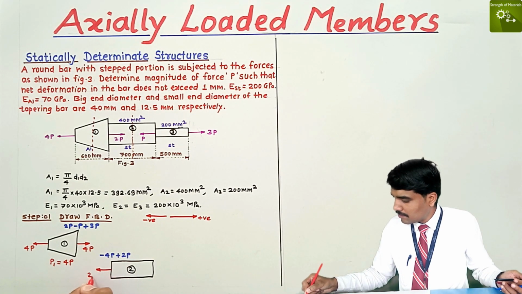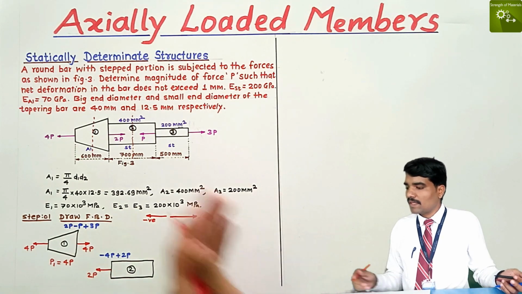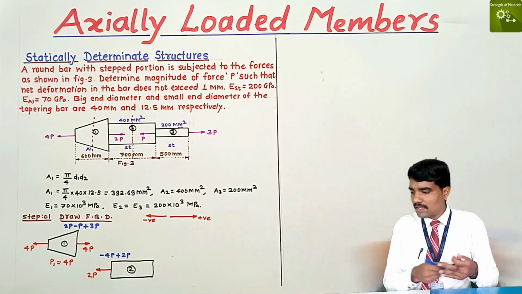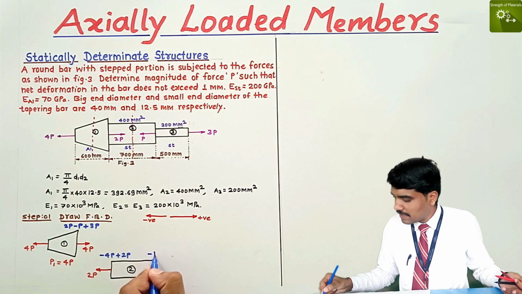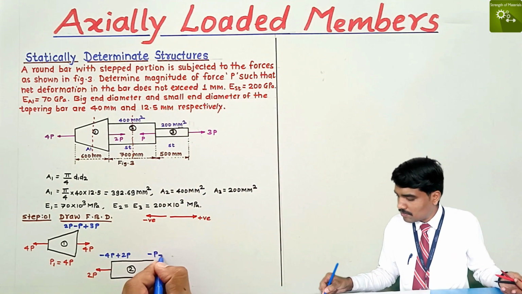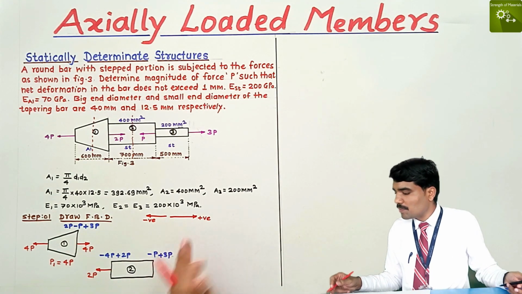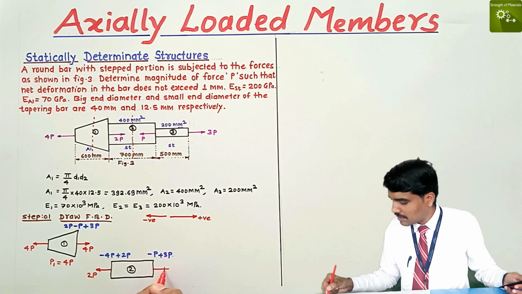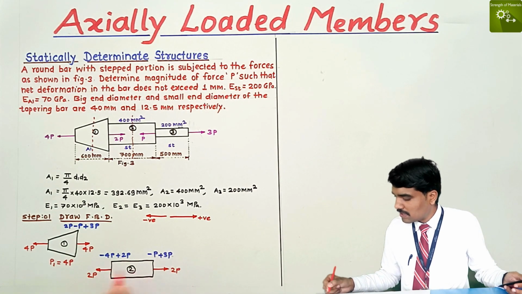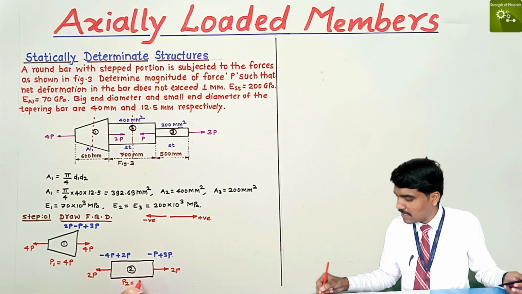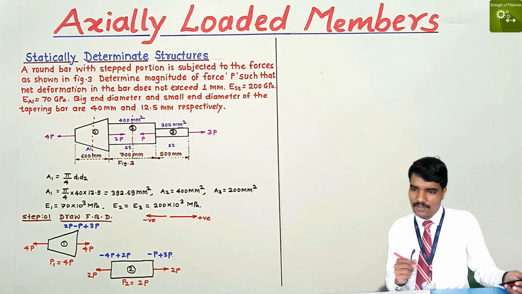Here the force is 2P. See the right side of forces. That P goes towards the left, it is minus P. That 3P goes towards the right side, it is plus 3P. Here we got plus 2P. Plus 2P means it goes towards the right side. Those two forces are equal and opposite. We got the internal force in the second member and it is 2P.